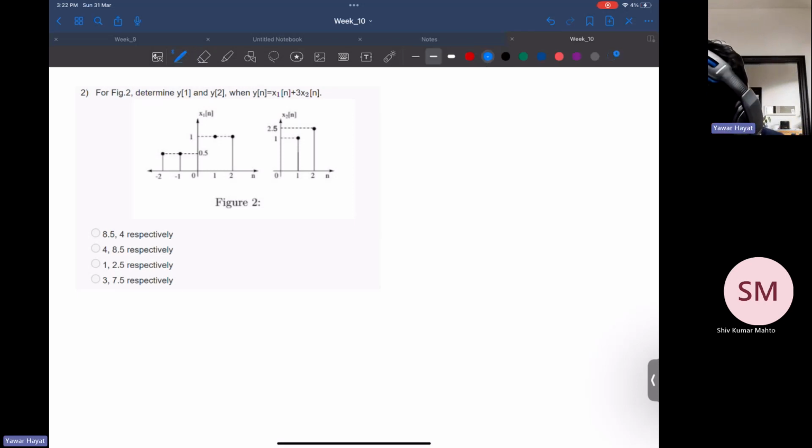So what do we need to find? We need to find y of 1 and y of 2, right? Using this definition, y of 1 will be x1 of 1 plus 3 times x2 of 1. Similarly, your y of 2 would be x1 of 2 plus 3 times x2 of 2.